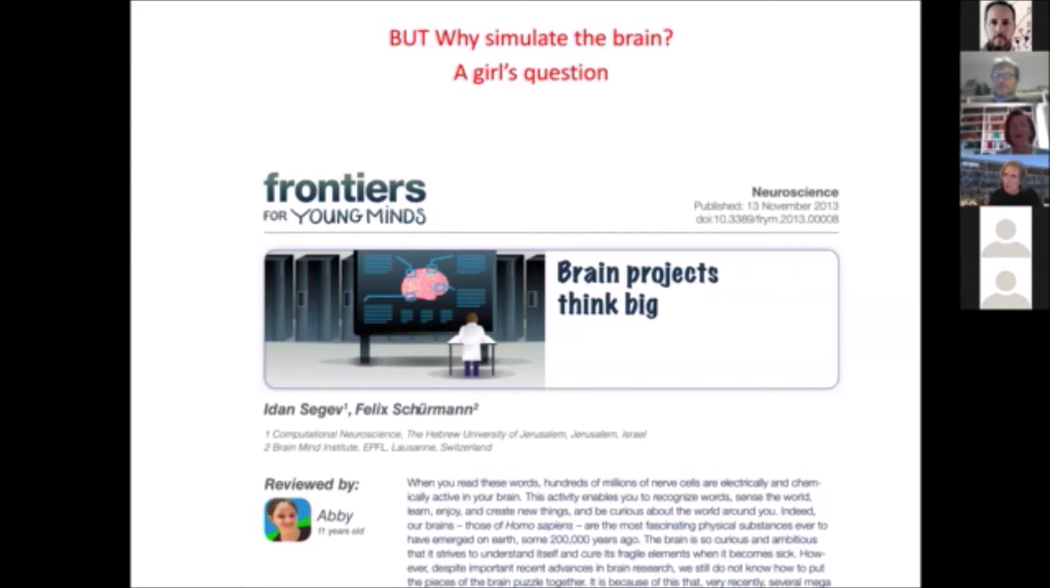And so we wrote with Felix, who is one of the Blue Brain Project managers, that we want to simulate the brain. We have big projects and we want to simulate. There is a lot of data. And she asked me, as a reviewer, she rejected my paper. The girl rejected my paper. She said, "Professor Segev, with all respect, there is already a brain. Why do you need to copy it? It already exists. So why do you need to copy something that exists?"